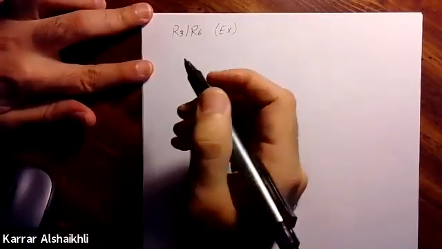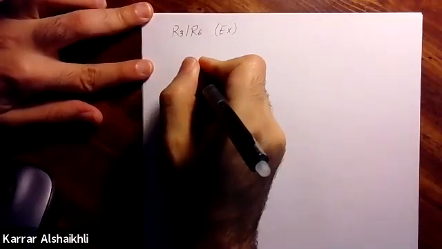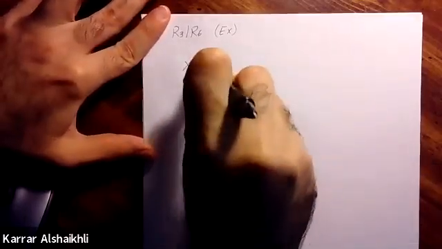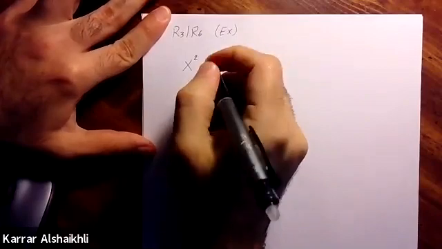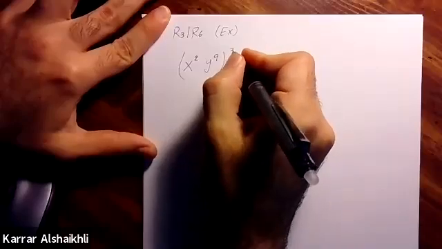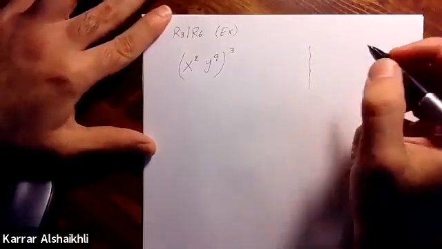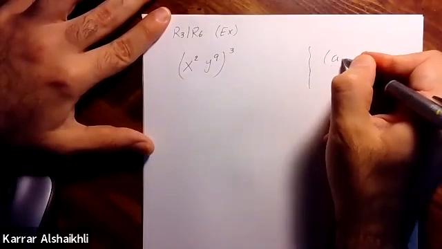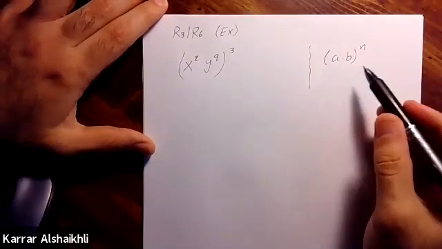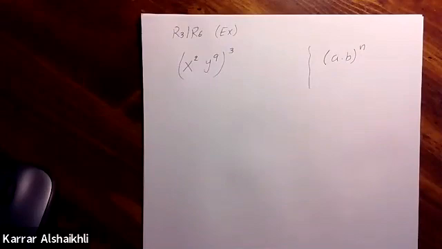So if we have x squared y to the power 9, and everything to the power cube. If you remember, there is a rule that says if you have a times b inside parentheses with n. If you remember this rule, I don't know which number, it's rule number... can you remember which number the rule for this one?